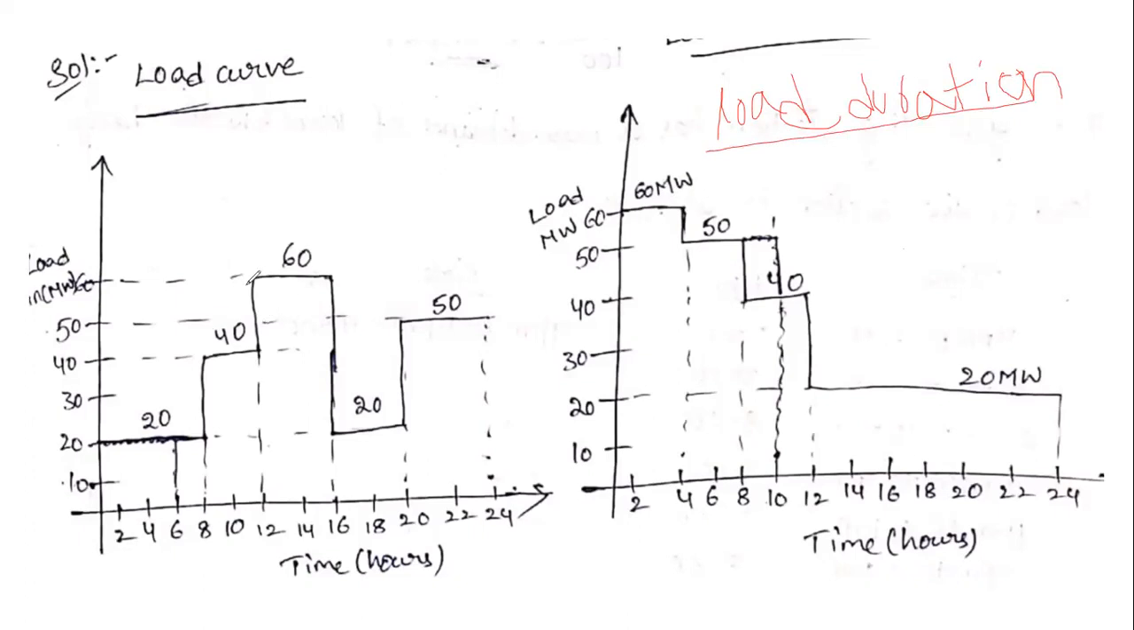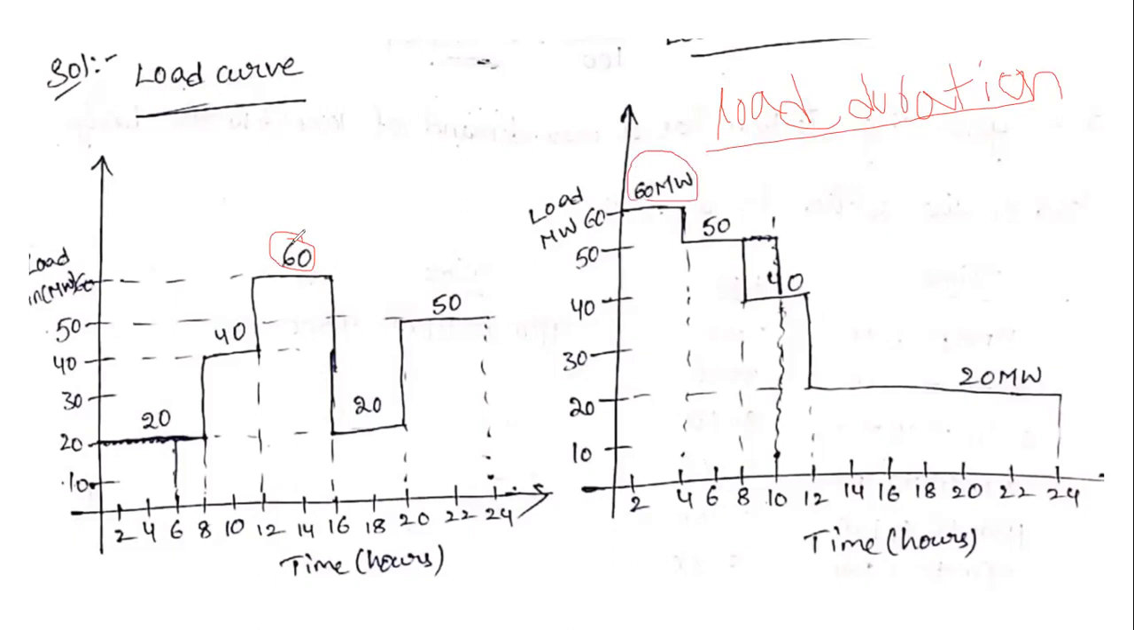First of all, what is the highest peak? 60 megawatts is the highest peak. For how many hours is the 60 megawatts present? 12 to 16. How many hours are there between 12 to 16? We have 4 hours. Therefore, from 0 to 4 hours, we obtain 60 megawatts.